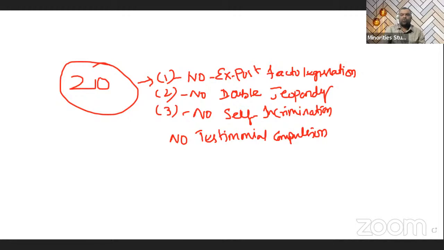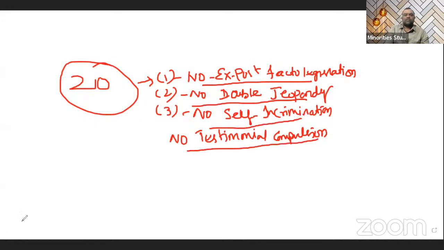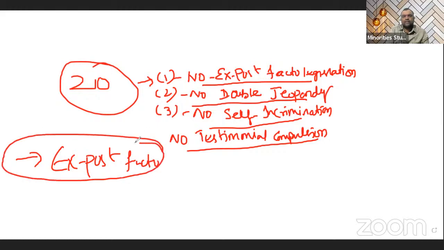Article 20 clause 1 says that no ex post facto legislation, no double jeopardy, no self-incrimination, no testimonial compulsion. Sir, what does it mean? The first one in Article 20 clause 1 is no ex post facto. What is the meaning of ex post? First of all, try to understand the term ex post facto legislation.